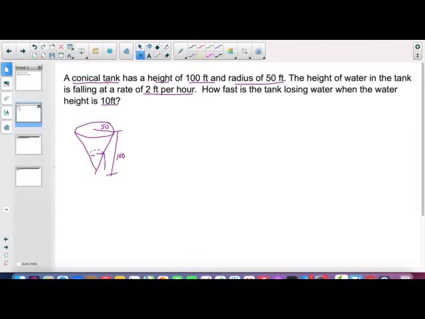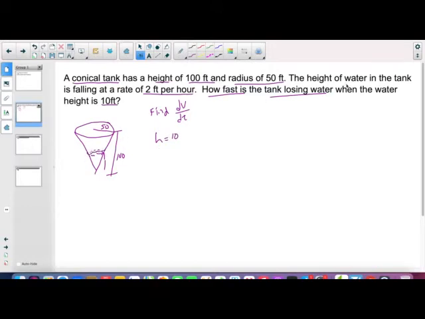Now, a conical tank, we're talking about the volume. They want to know how fast the tank is losing water, so they're asking us to find the change in volume over time, dV over dt. And they want us to do that when the height is 10 feet. The water height is 10 feet, so we'll just say the water height right here is 10 feet.